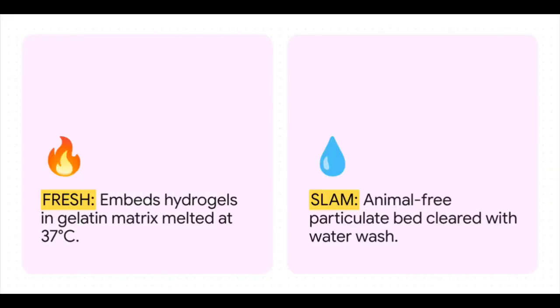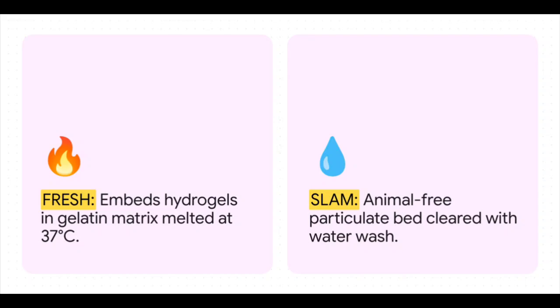Standard hydrogels naturally tend to slump before they can fully cross-link. So to solve this, advanced 3D bioprinting uses sophisticated support beds to hold that precise structural geometry. The FRESH system is a great example. It embeds the hydrogels in a gelatin matrix that is then gently melted away at body temperature, 37 degrees Celsius.